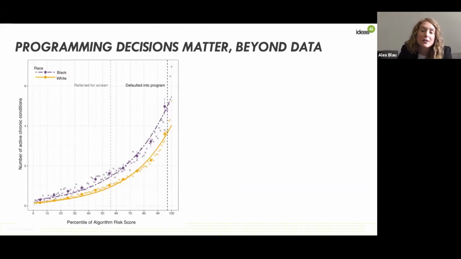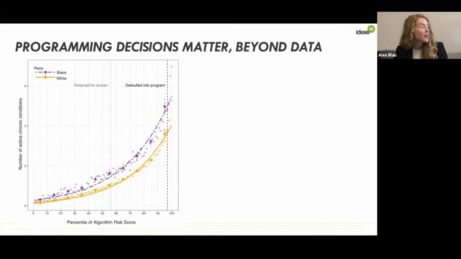Well, there's a clear gap in the number of chronic conditions among Black individuals and white individuals at that point of default and screening referral to this important program. So why might that be? Well, some of you might be familiar with this study by Dr. Obermeyer and Sendhil Mullainathan, but basically the algorithm was using expenditures on health as the outcome. And in doing so, it was using that as a proxy for health.